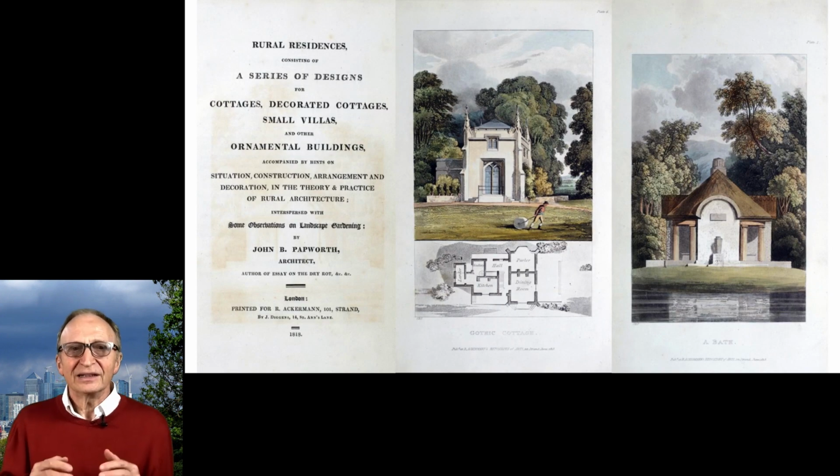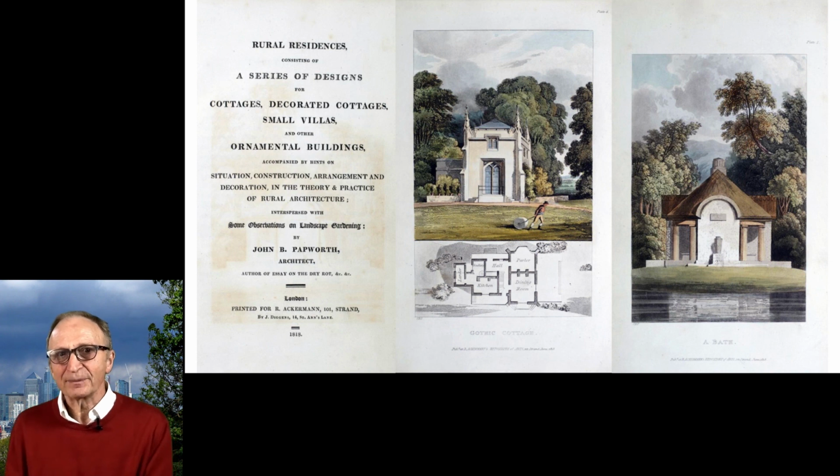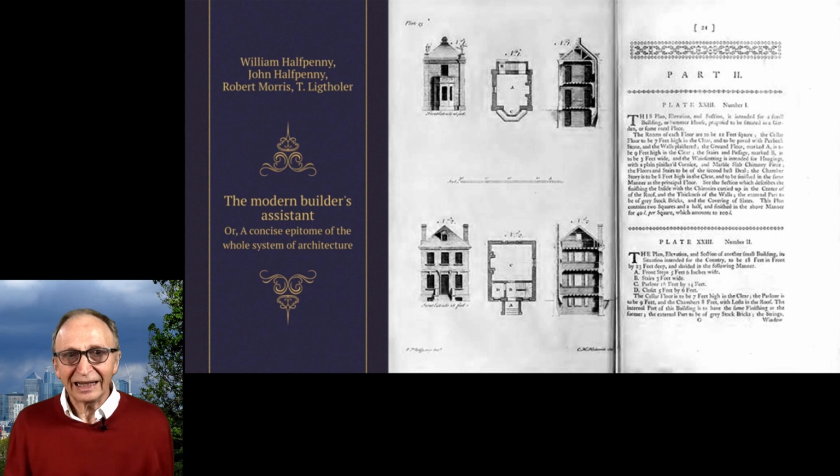Next, design patterns. Designers have used pattern books for centuries. The design ideas of the Italian Renaissance were circulated in Northern Europe by means of pattern books. And these books influenced metalworkers, plasterers, furniture makers and other craftsmen. Most of the houses in Georgian London were adapted from architectural pattern books.